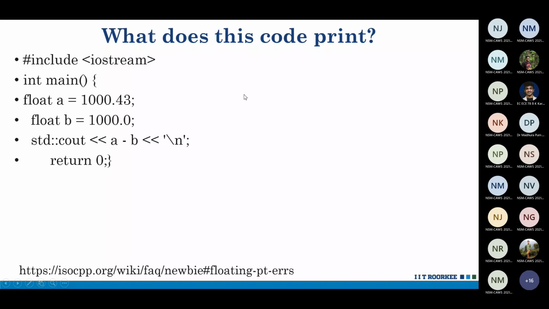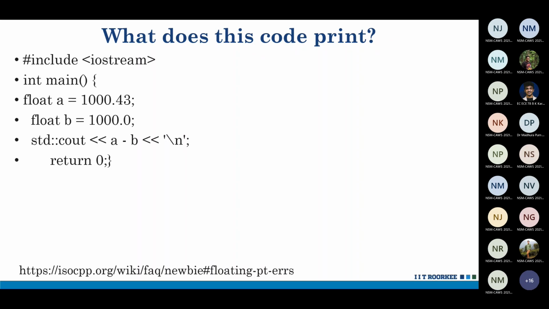So yes, floating point numbers we are seeing. Here we have a code with us, and they are asking what this code will print. First they are storing 1000.43 in a float A and 1000.0 in a float B, and they are printing A minus B.